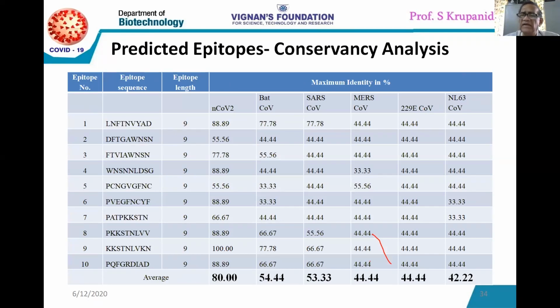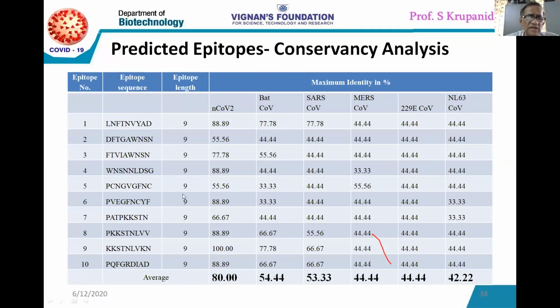There we filtered it. After filtering, we took 10 of these epitope sequences. These 10 epitope sequences we submitted for conservancy analysis. In this conservancy analysis, bat COV, NCOV and SARS COV are all sharing conservancy. The others, if you take MERS, 229E and NL63, they are less than 50%.